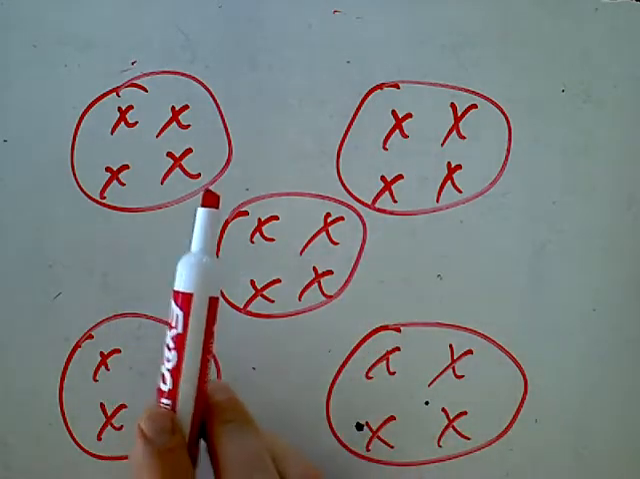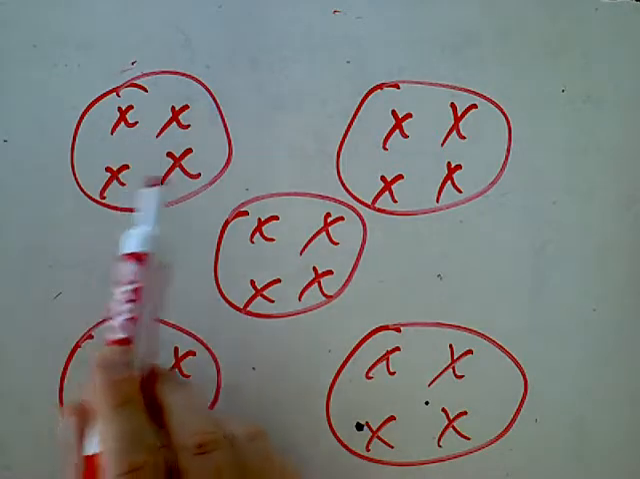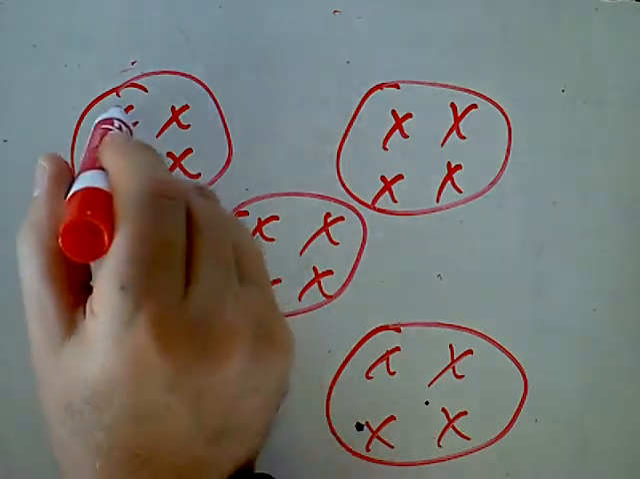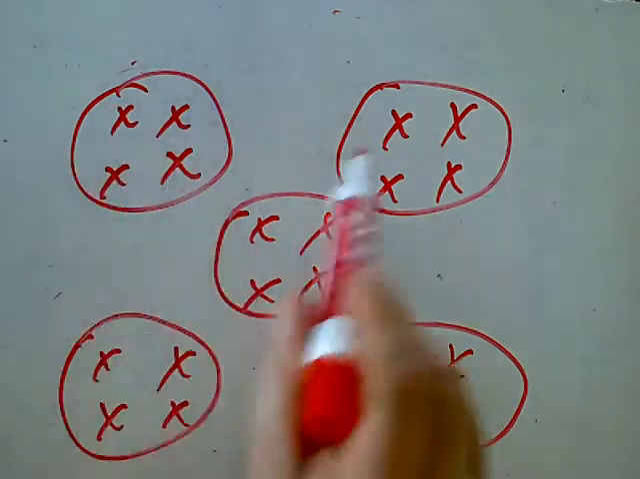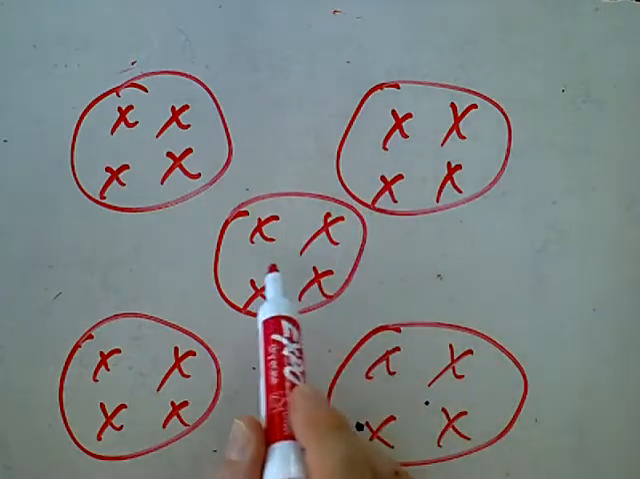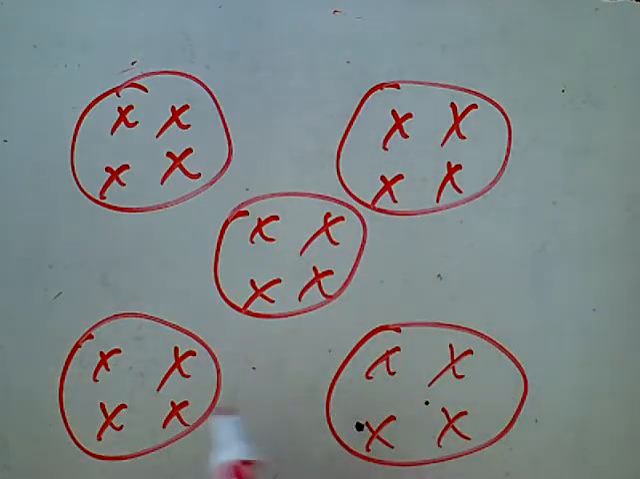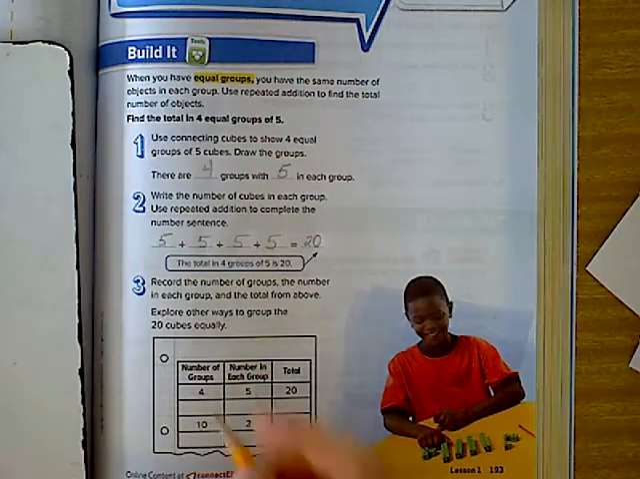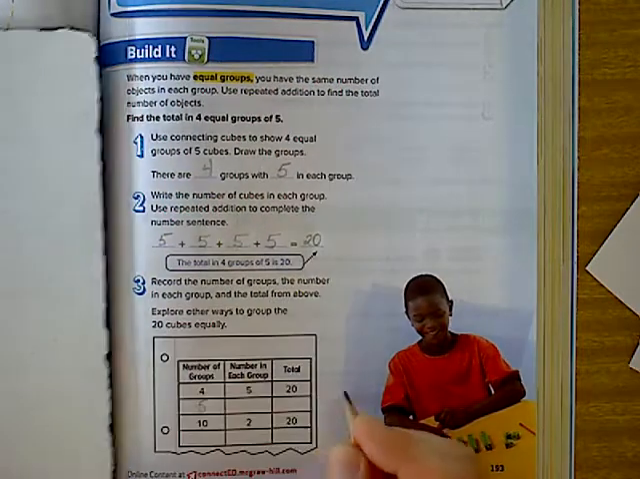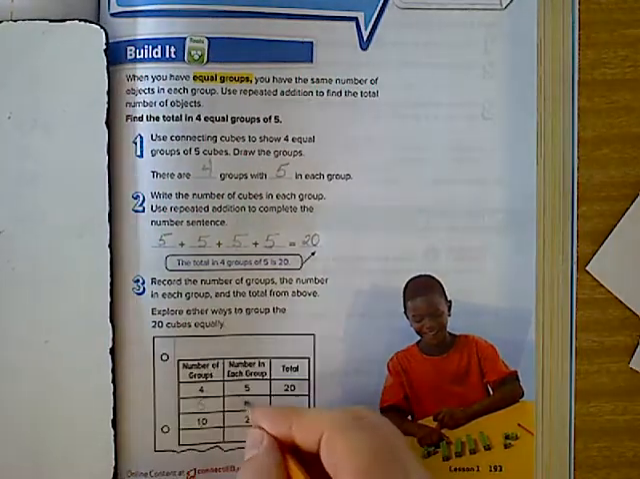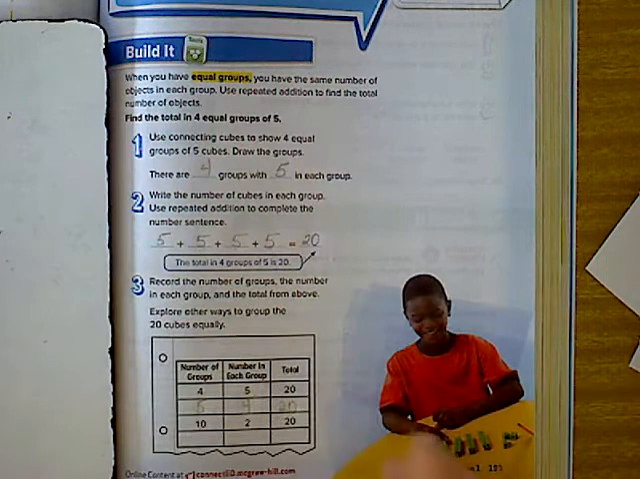I bet somebody's saying, you know what? I can see groups of 2 inside all these. Let's count by 2s. 2, 4, 6, 8, 10, 12, 14, 16, 18, 20. Hey, there are 20. So I could do 5 groups with 4 in each group. That would give me 20.